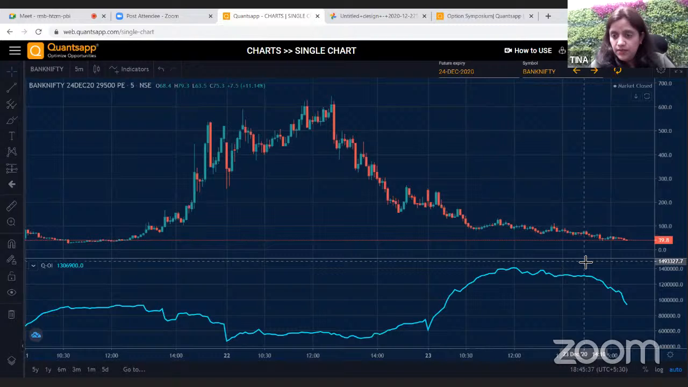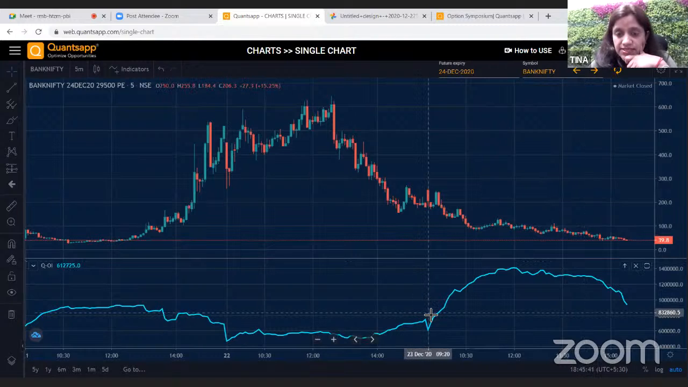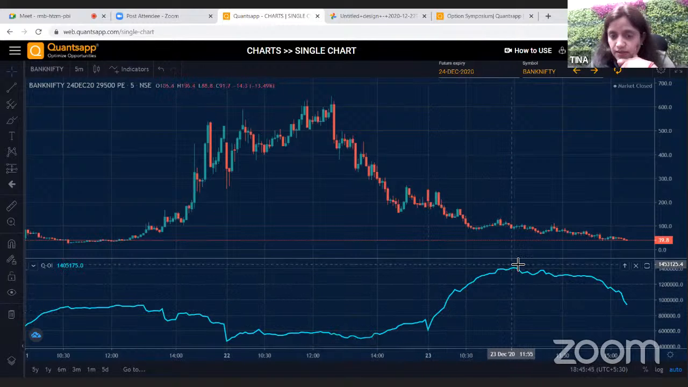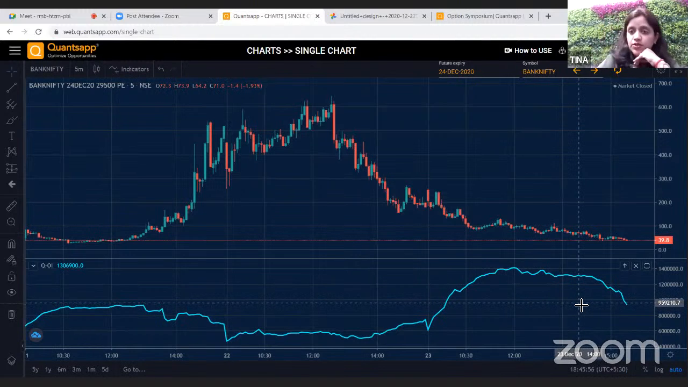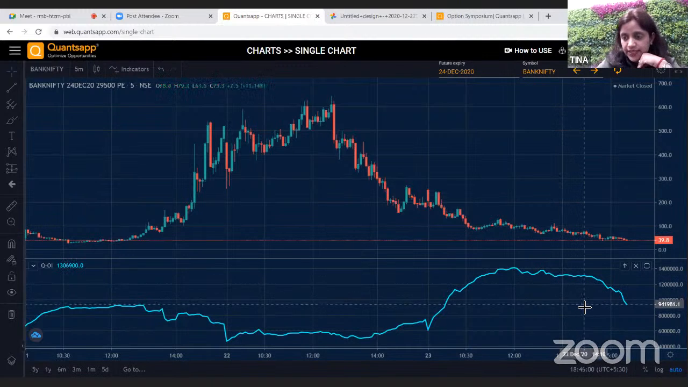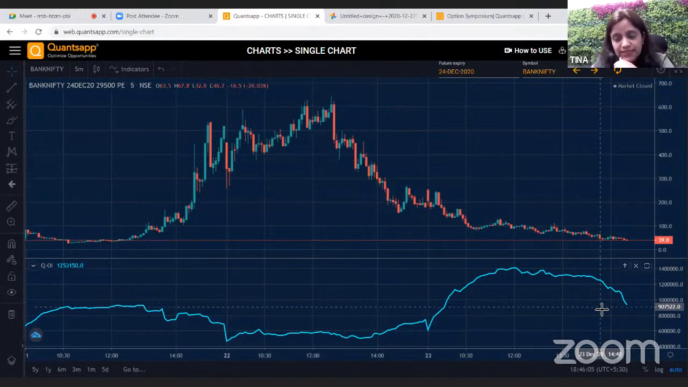So if you look here, the interesting part: from the 23rd to today, there was a good put accumulation taking place, but post that we saw that the OI is now coming down. So this is something to be watchful for. Despite Nifty being at 29,900, we are seeing the OI getting shed. If this tendency continues, then there could be an opposite move coming in.